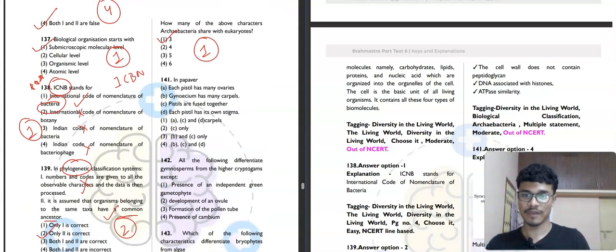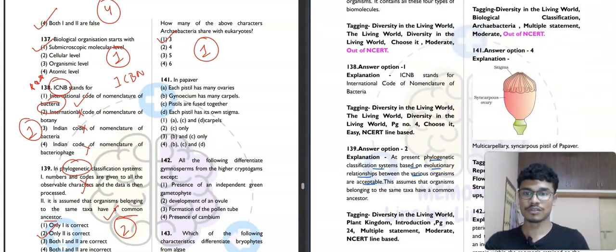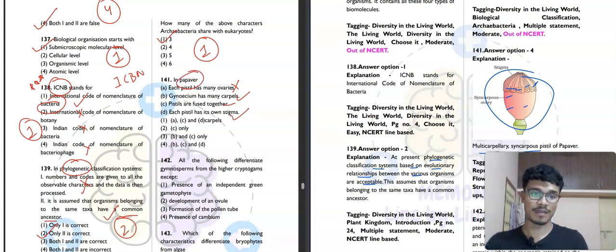Next one, that is in Papaver, each pistil has many ovaries, gynoecium made up of many carpels. Okay, we will just do this one by one. In Papaver, each pistil has many ovaries is not correct. Gynoecium has many carpels. Yes, you can see this. Then pistils are fused together. You can see that they are fused together here. Each pistil has its own stigma. It is also correct for Papaver. That is a multicarpellary syncarpous pistil of Papaver. Syncarpous ovary you can see. This is the stigma. So B, C, D are correct. So fourth option will be our correct answer for this question.